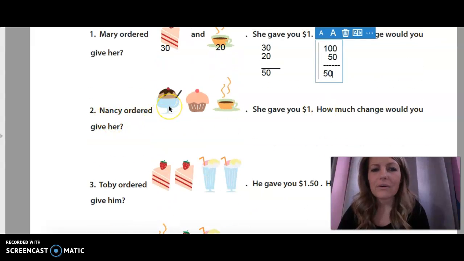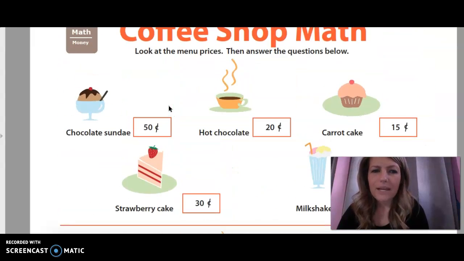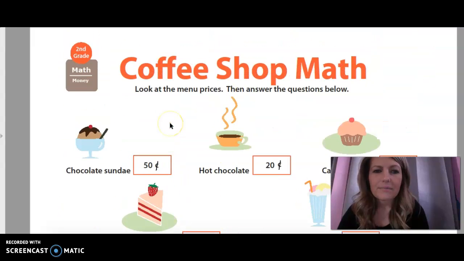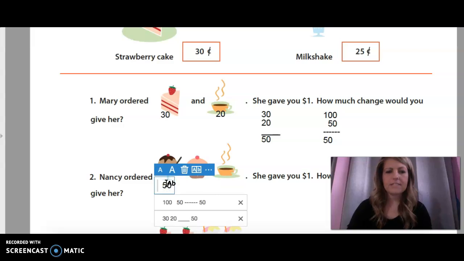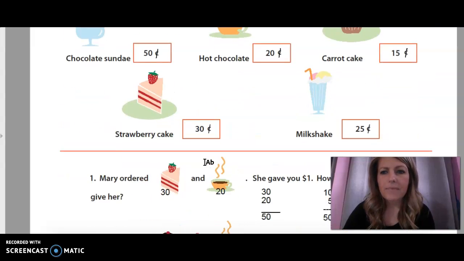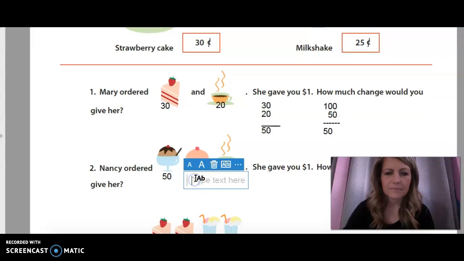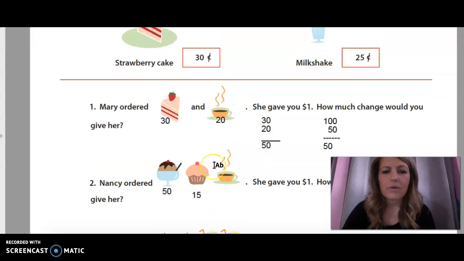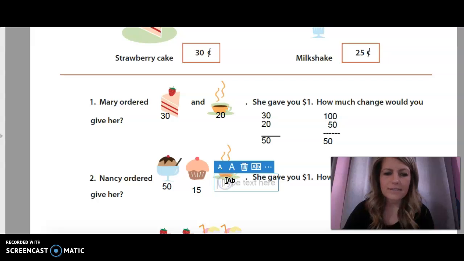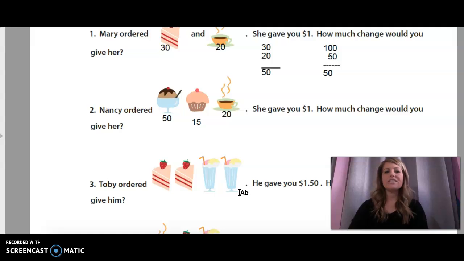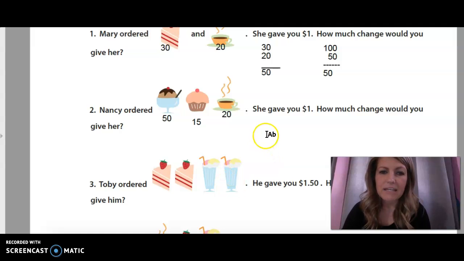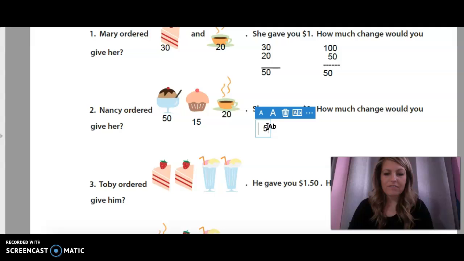All right, Nancy ordered the ice cream sundae. Ice cream sundae is 50 cents. She ordered the cupcake, 15 cents. She ordered the cup of coffee, 20 cents. First thing I need to do is decide how much money she spent. How much money did she spend? Well, she spent 50 plus 15 plus 20.